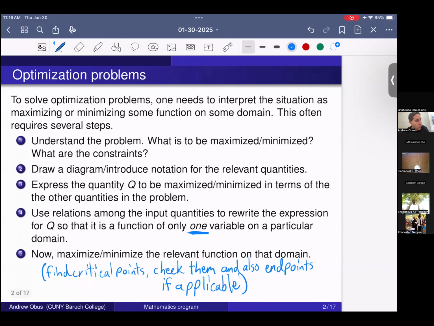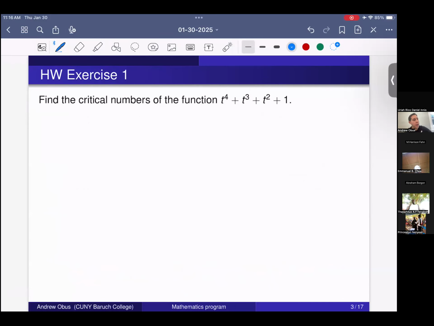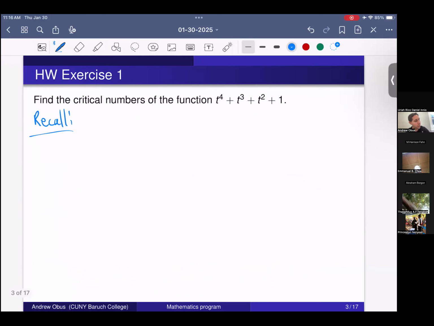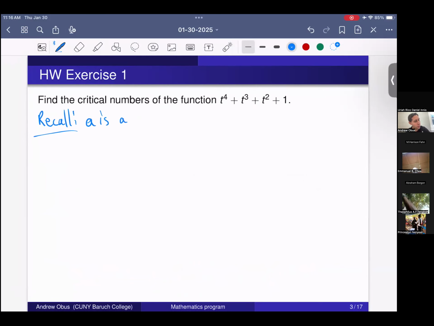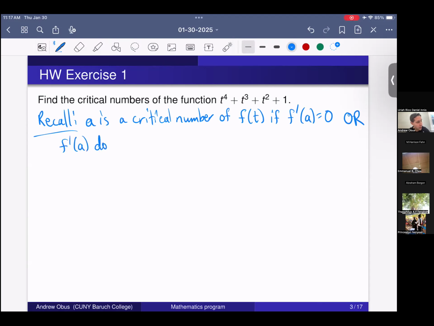Okay, so let's go over some of these problems on the homework. Number 1 is relatively straightforward: just find the critical numbers of the function t to the fourth plus t cubed plus t squared plus 1. Before we do this, let me just recall that a is a critical number of some function f. In this case, our variable is t, so I'll call it f of t, if f prime of a equals 0 or f prime of a does not exist.